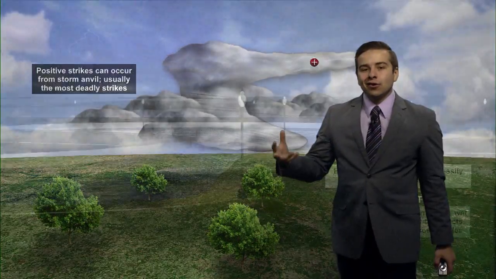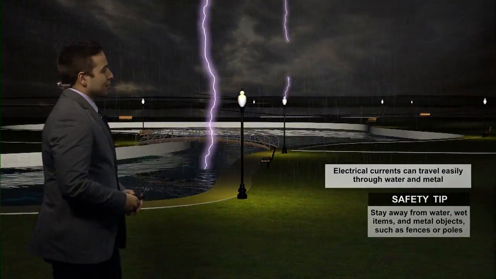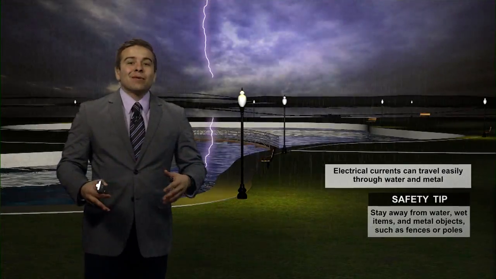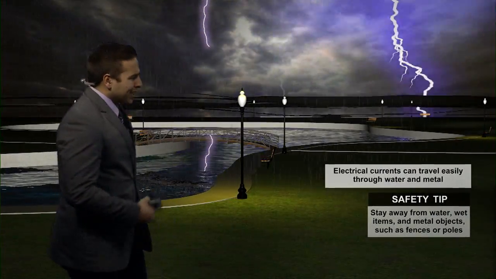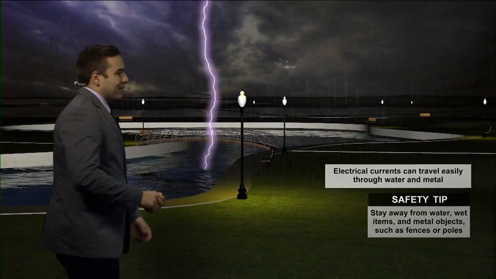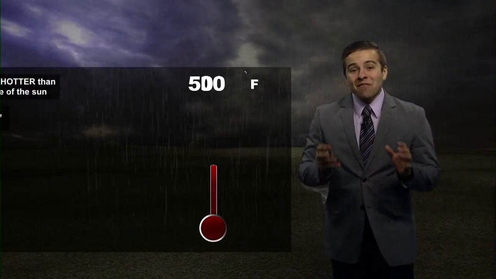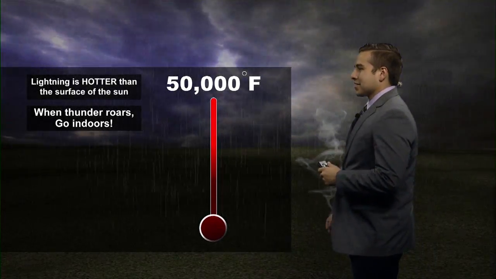So when you hear lightning and thunder, that's when you need to go in. A lot of times electrical currents travel easily through metal. That's why you always hear stay away from metal or tall objects during a storm. So again, that's just the best way to stay safe. Stay away from metal objects, fence posts, poles, or anything like that, because lightning can actually get as hot as 50,000 degrees Fahrenheit, and that can actually be hotter than the surface of the sun.